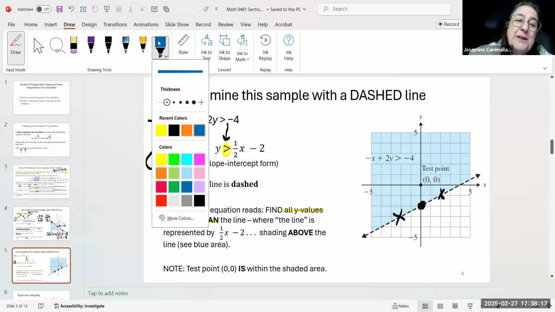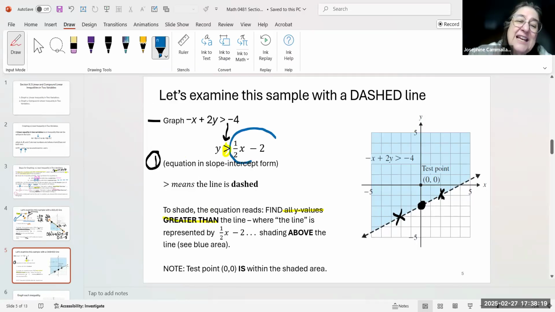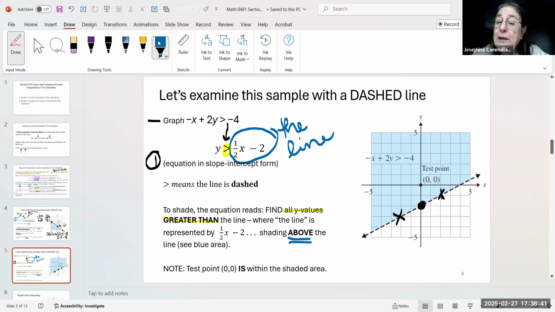And this is something that people don't understand. The line is not part of the inequality. That's the line. That's how I got the y-intercept and my 2 points. So I'm learning how to translate this equation. And if you'll notice, my blue area is above.